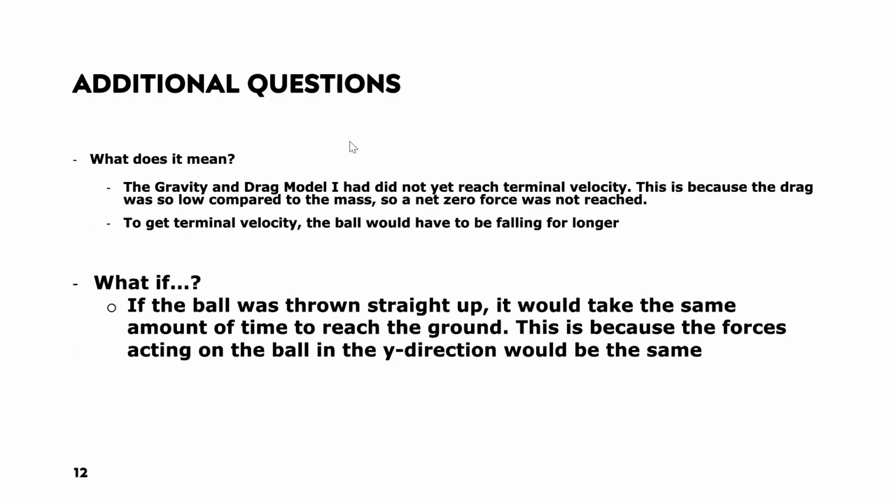Additional questions: what does it mean? The gravity and drag model I had did not yet reach terminal velocity, and you could see that because the velocity graph from GlowScript didn't begin to taper off, so it was still increasing. This is because the drag is so low compared to the mass, so a net zero force hasn't been reached in the time that it was thrown. To get terminal velocity, the ball would have to be falling for longer.